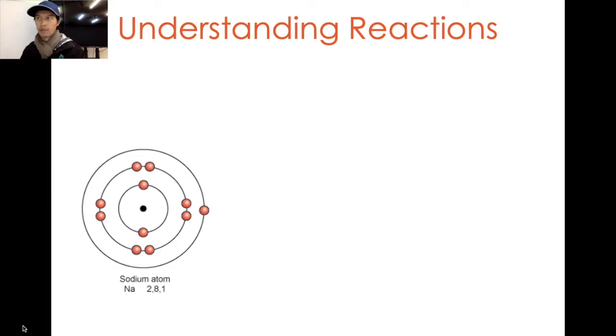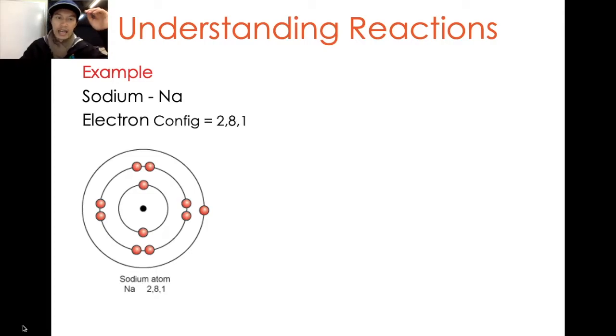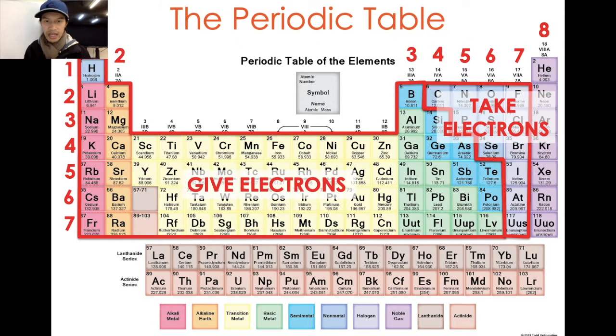So this is sodium, right? So sodium has the chemical symbol Na, and sodium has an electron configuration of 2, 8, 1. You can see 2 in the first shell, 8 in the second shell, and then 1 in the third shell. Now, if you look for sodium in our periodic table, you're going to see that sodium sits right there.